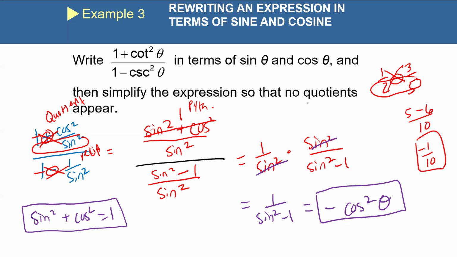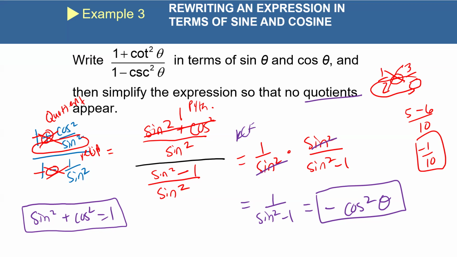What did you do? We used the Pythagorean identity. So keeping in mind sine squared plus cosine squared equals 1. So here we keep, change, flip. We kept the numerator, changed the sign, flipped the denominator.